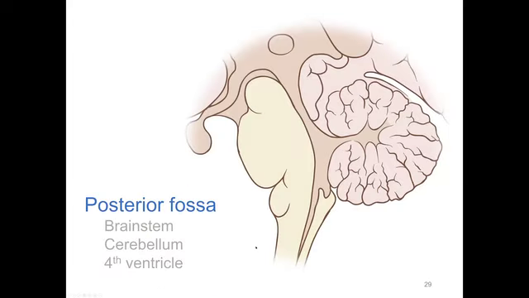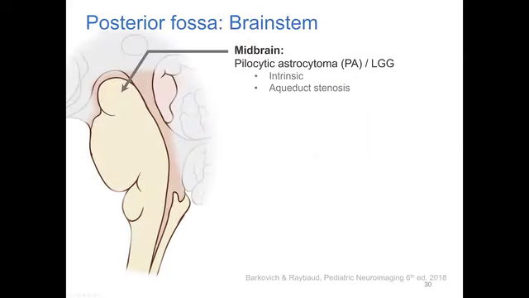Since the posterior fossa is the most important space of a pediatric brain tumor, let's move on to this first. You can further divide the posterior fossa into 3 regions, including the brainstem, cerebellum, and the fourth ventricle. In the brainstem, from top to bottom, whenever you see a tumor in the midbrain, the most common tumor type is a low-grade tumor, either pilocytic astrocytoma or other grade 2 low-grade gliomas.